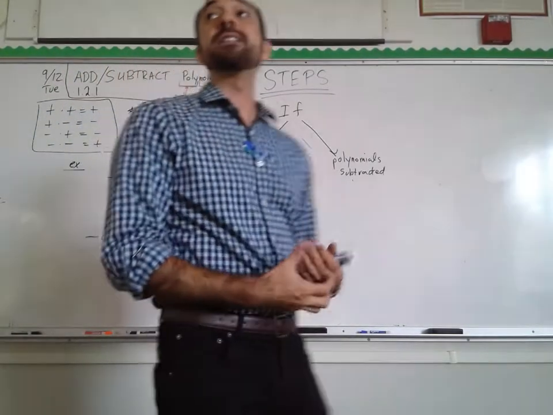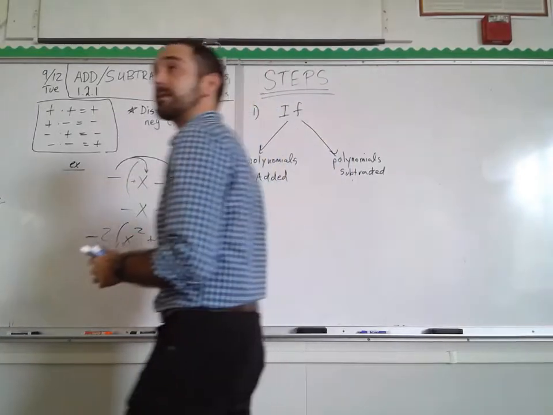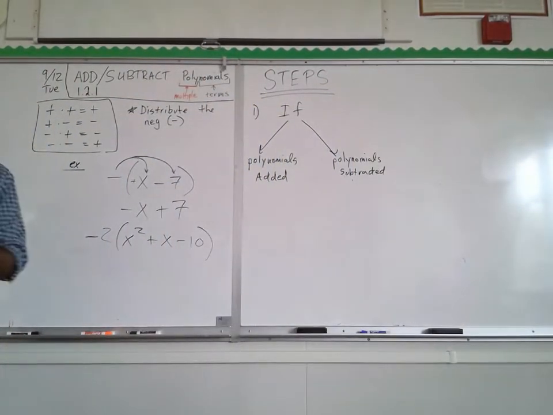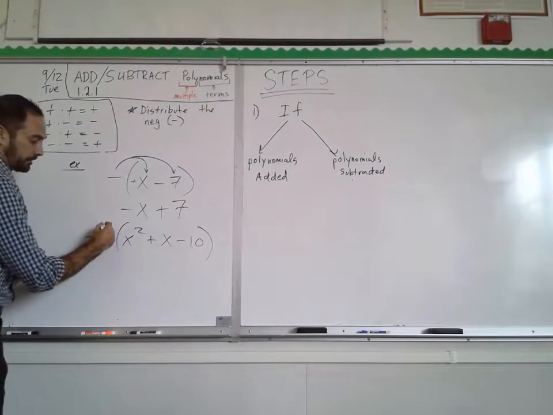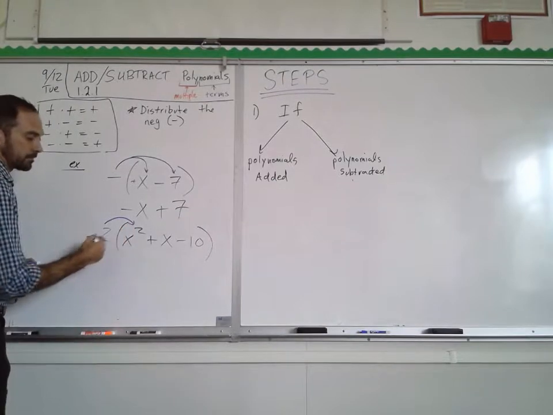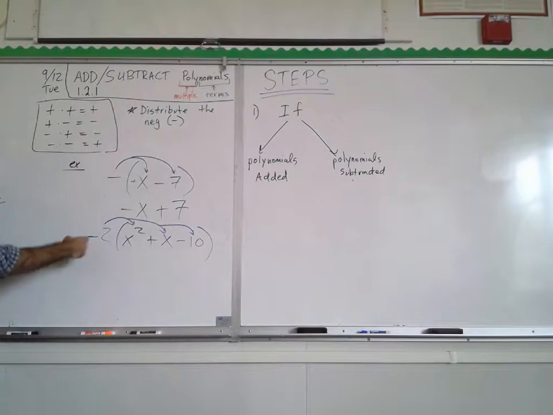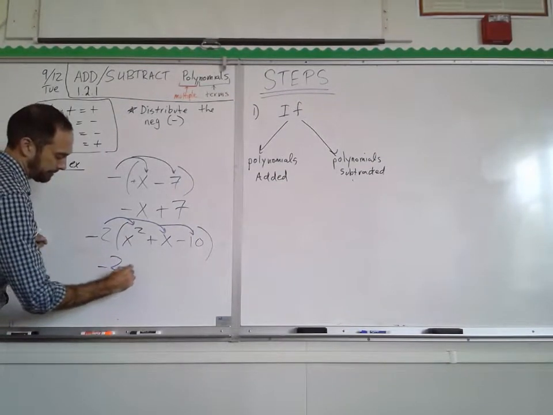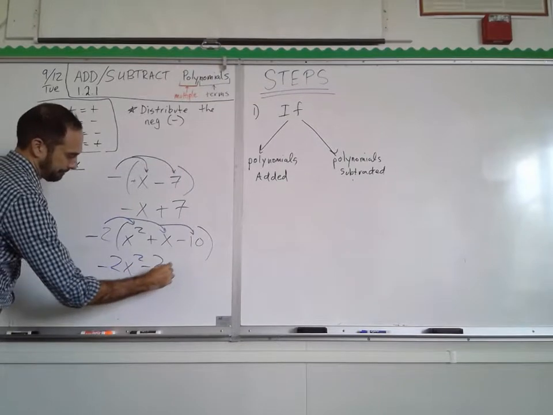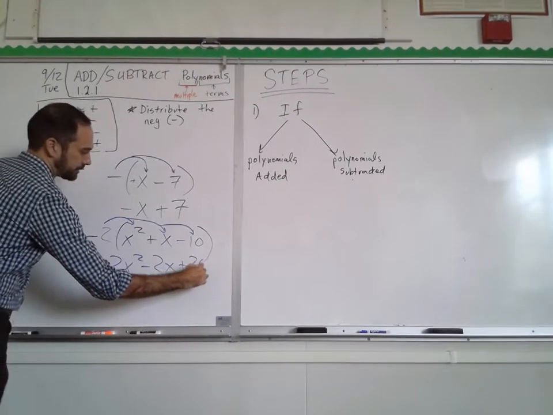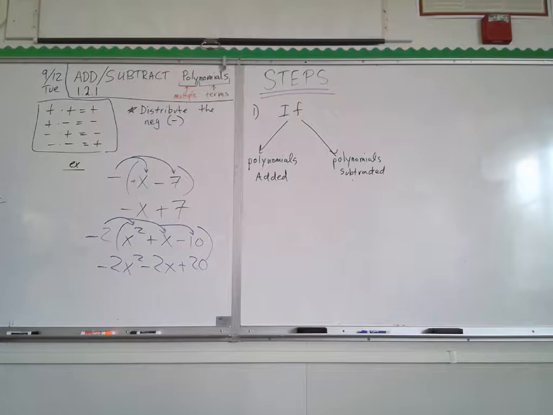All right, somebody from your group, go and lead me through this. What are we going to do? So we distribute the negative 2 to the x squared and the x and the negative 10. Good. What are we going to get for the first term? Negative 2x squared minus 2x plus 20. All right. Is everybody pretty comfortable with distribution?